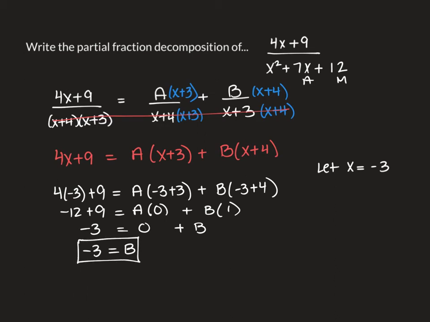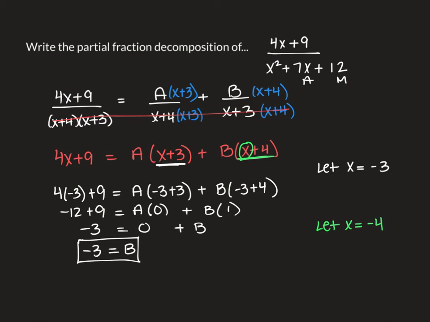So now that we have b, we can find a. Since we chose x to be -3 to wipe that one out, we want to find the next value that will wipe this one out. So what number do I have to put in place of x that's going to make that 0? You should be saying -4. So we're going to let x equal -4 now.